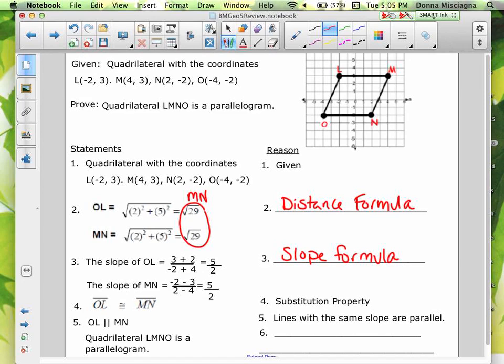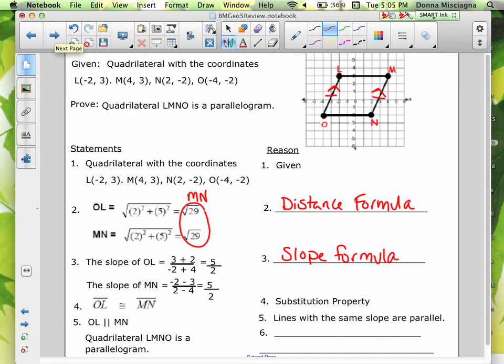OL is parallel to MN. Well, if two lines have the same slope, then they're parallel. So lines with the same slope are always parallel. That's our justification on why those two lines are parallel. So now that we have shown that OL is congruent to MN and that OL is parallel to MN, we can see now which reason we're using to show that this is a parallelogram.